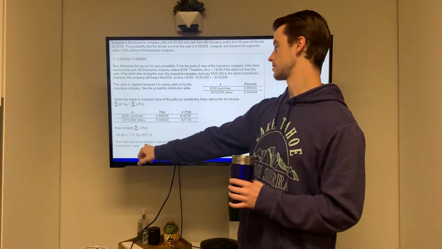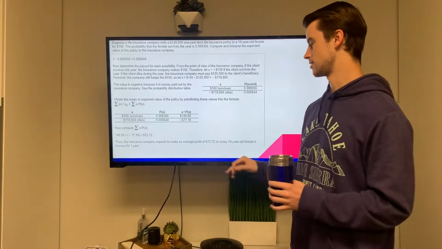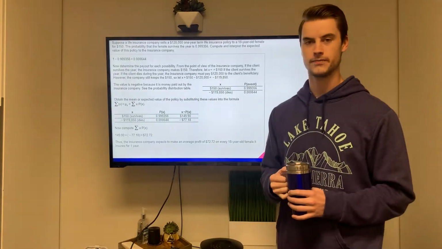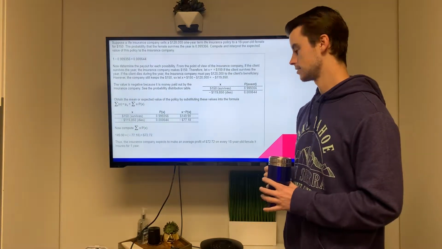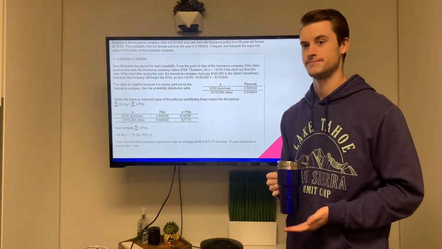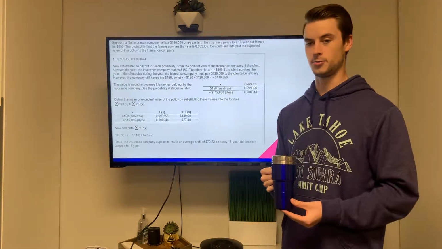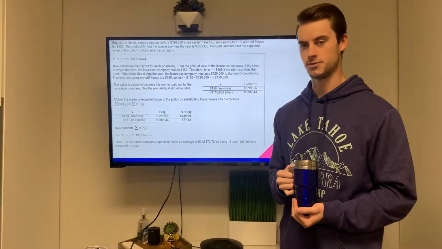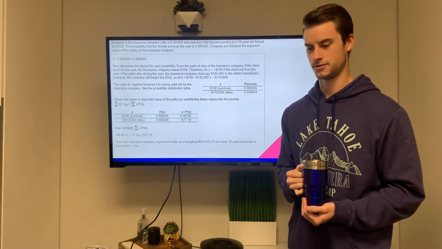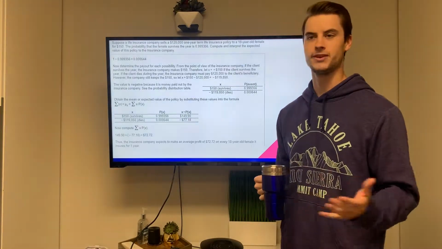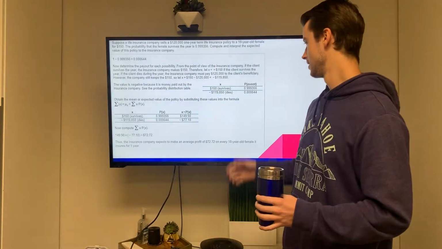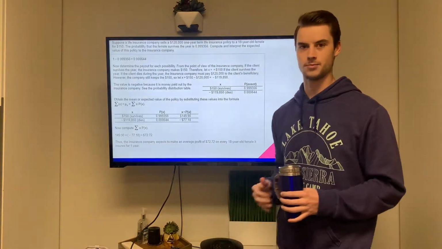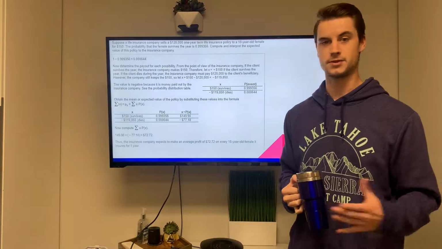So the insurance company expects to make an average profit of $72.72 on every 18-year-old female it insures for 1 year, okay? Depending on how big the insurance company is, $72.72 could be quite a chunk of change if you insure, say, 10,000 18-year-old girls, or females, you know, women. So anyway, this is just a real life example of that kind of use of expected value, okay?